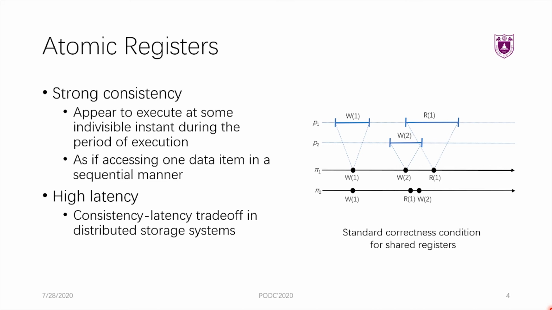Atomicity is a widely used strong consistency model. It has become the de facto standard correctness criterion for shared data access. As required by the atomicity model, operations on the shared registers appear to execute at some indivisible instant during the period of execution. Atomicity allows concurrent processes to access multiple replicas of logically the same data item, as if they were accessing one data item in a sequential manner.